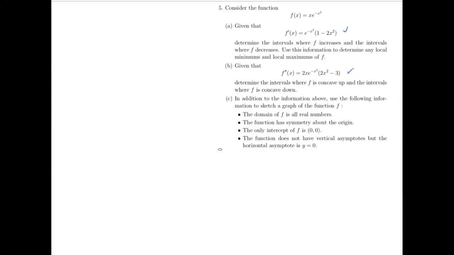So this is very similar to problem number 3 and number 4, especially part A. Whereas part B talks about concavity. And these two, the reason I put them together is the process is very similar. So let's start with part A.